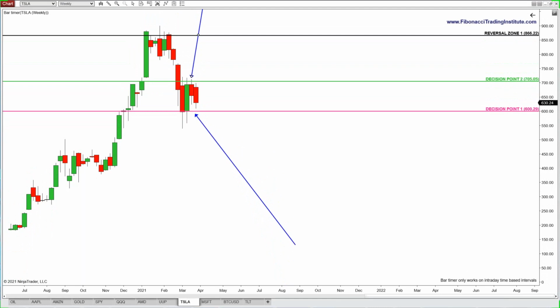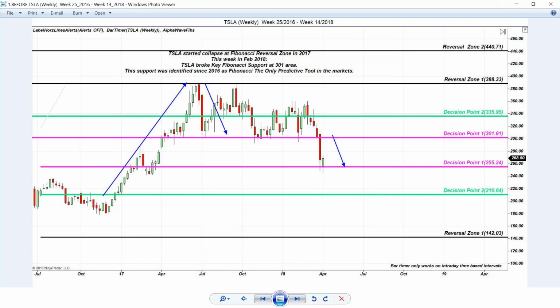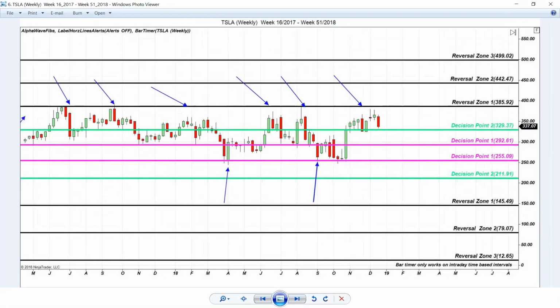Let's walk down memory lane and see the power of the Alpha Fibonacci system with institutional reversal points in 2018. Reversal zone 388, key support 255. This has been the trading range on Tesla for 3 years. 2019, Tesla remains stuck in this trading range. 255 is a key support on Tesla.